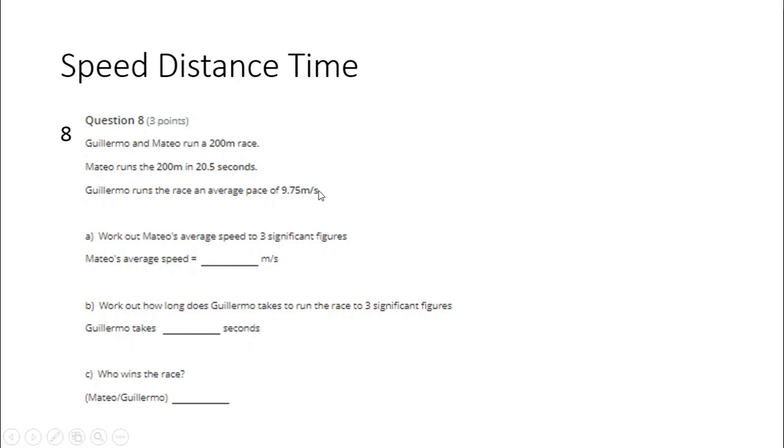Hit pause if you want to try this on your own. Otherwise, let's go on and do this conversion. I want to work out the average speed that Mateo is running at. I know his time, I know his distance, let's work out his speed. Okay, so here's my working for Mateo.